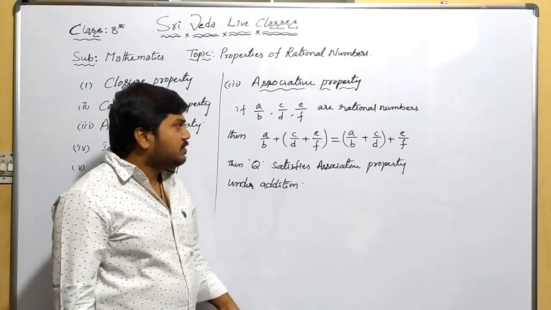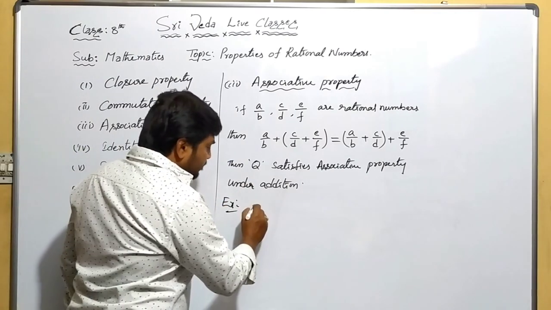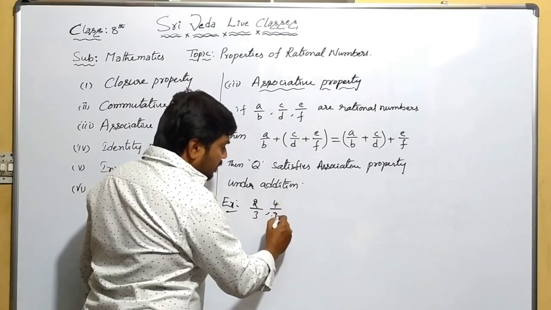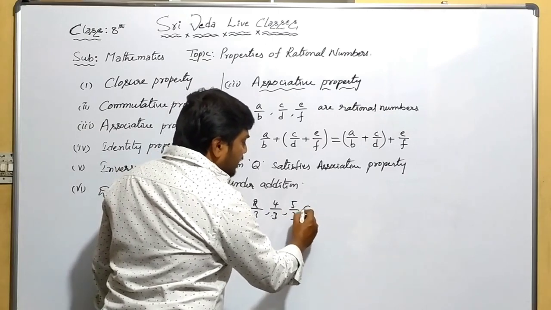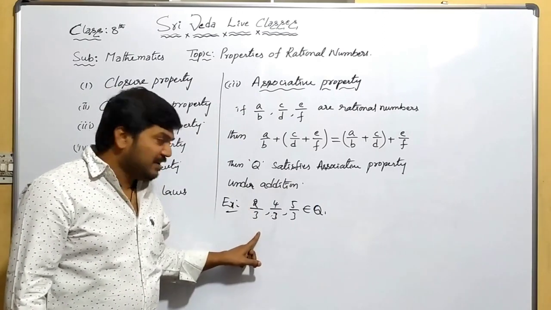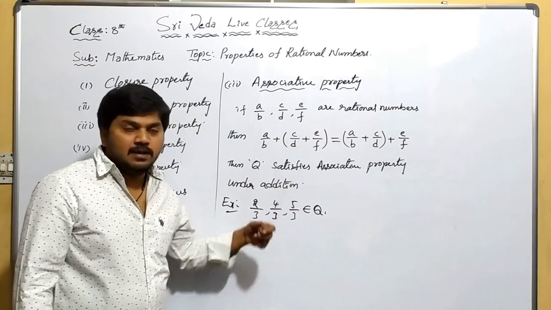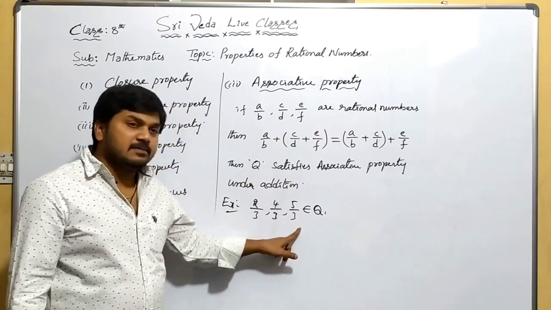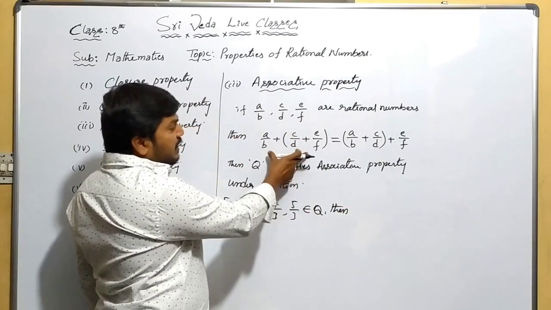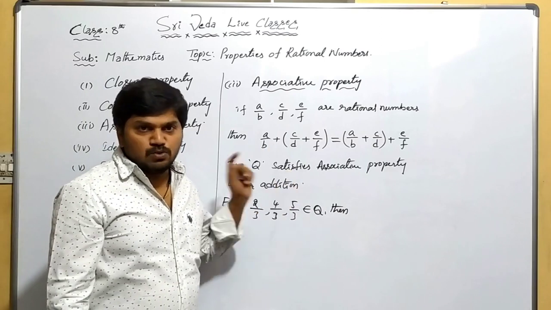You just observe this. We are taking an example, say 2 by 3, comma, 4 by 3, comma, 5 by 3. So they belong to the rational numbers. We are taking any three rational numbers. Then does it satisfy? If LHS equals RHS, then only we can say that it satisfies the associative property.